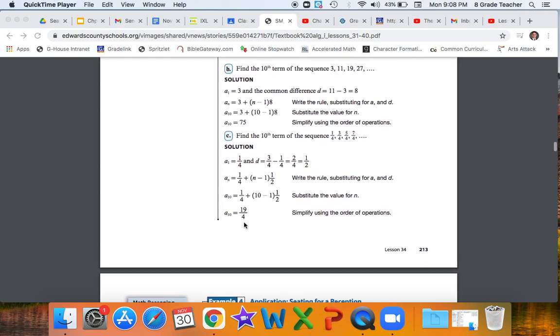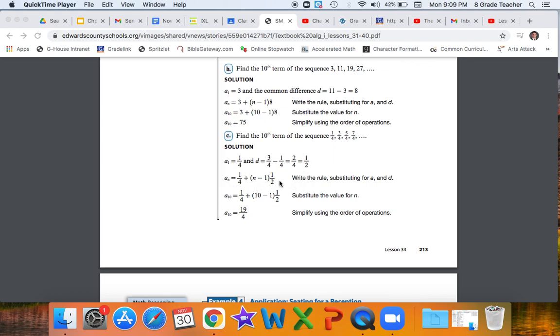Letter C. Find the 10th term of the sequence 1/4, 3/4, 5/4, and 7/4. Looks like to find the common difference here, you're going to subtract 1/4 from 3/4. 3/4 minus 1/4 is 2/4, or 1/2. So the first term is 1/4, and the common difference is 1/2.